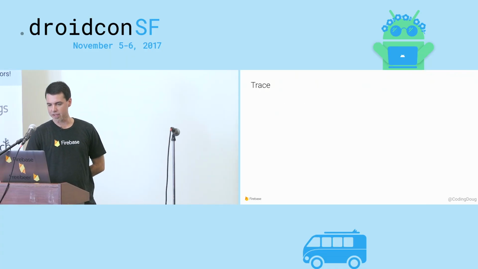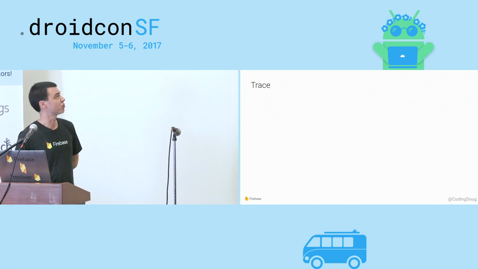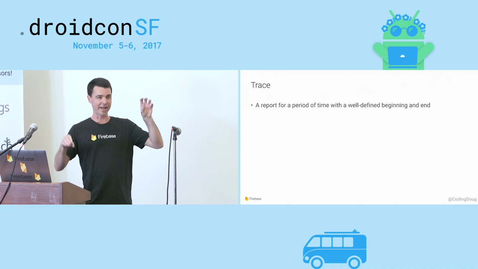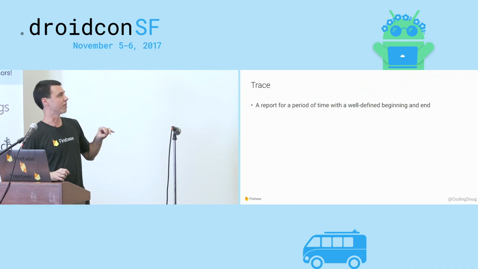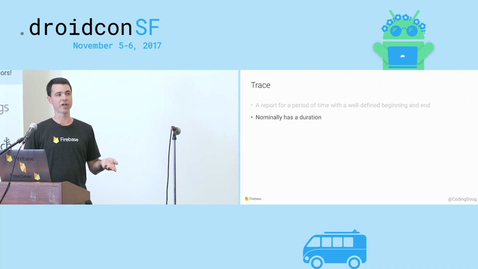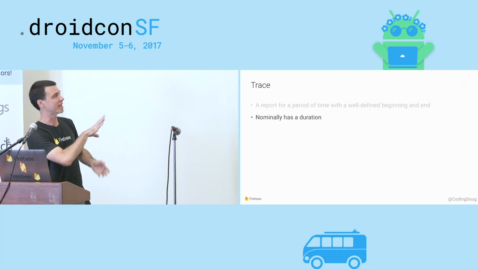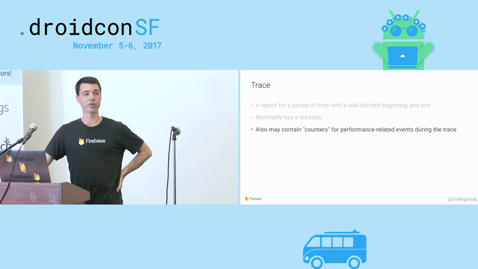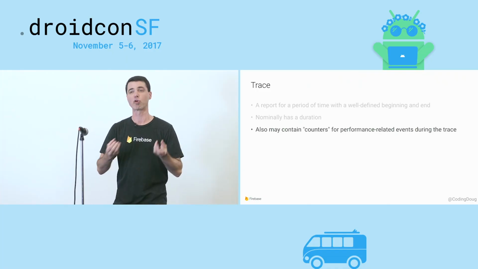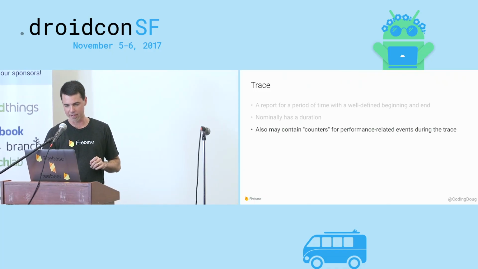So the basic unit of understanding that performance monitoring will give you is called a trace, and a trace is essentially a report of some amount of time that has a distinct beginning and end. There is no trace that has no end. Every trace has a beginning and an end, which means it nominally has a duration. If nothing else, with a trace, you know how long it takes. Now, we can attach more data called counters. Inside a trace, you can have counters, and those counters are basically counting performance-related events during that trace. And I'll talk a little bit about that in a bit.